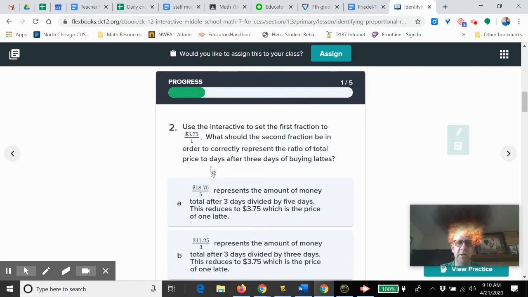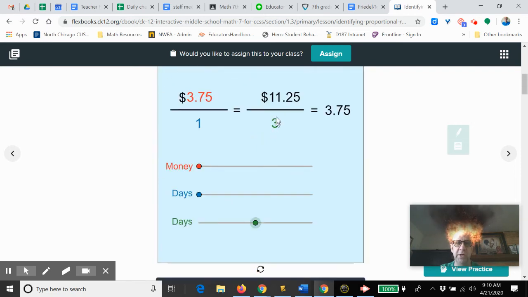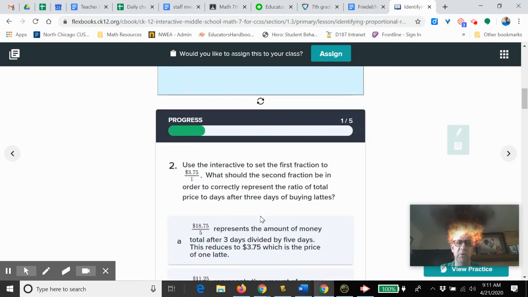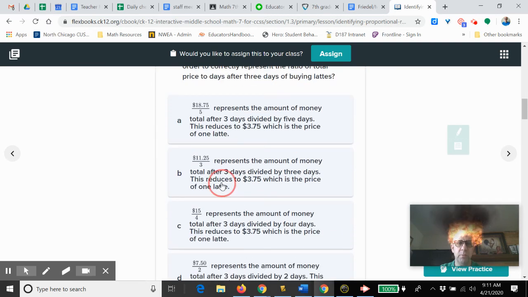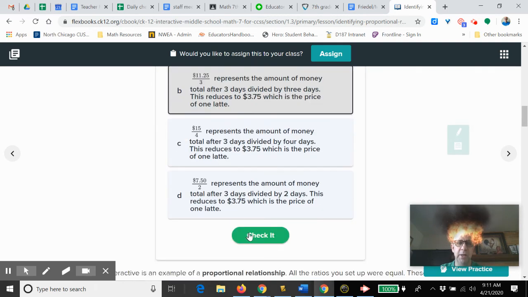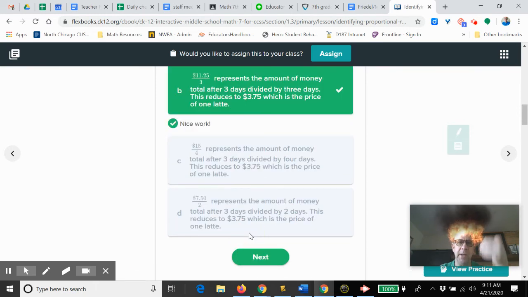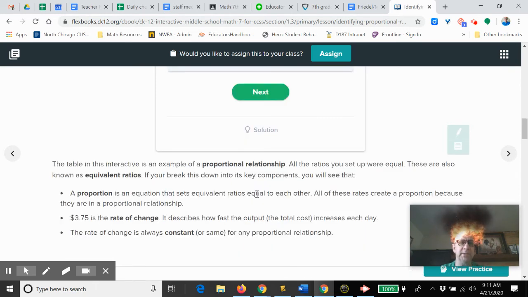Then use it to answer these questions. What should the second fraction be in order to correctly represent the ratio of total prices to days after 3 days? The third day should be 1125 over 3, right? I'm going to click that and check it. Yay!